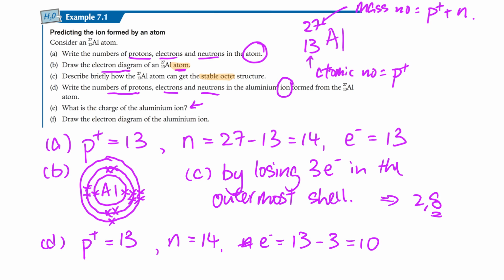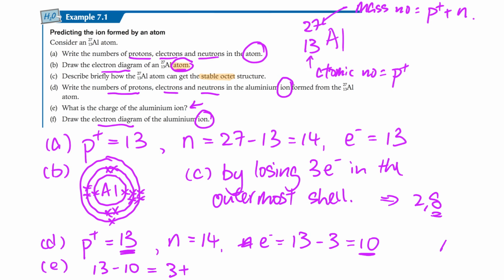And what is the charge? Because we have 13 positive and 10 negative, the charge will be 13 minus 10, which is 3 positive. That is the charge for aluminium. And you need to draw the electron diagram. This time we are drawing the ion. Something you have to pay attention to: in the exam, they may ask about the atom and the ion at different times, so pay attention to the particles that you're dealing with.